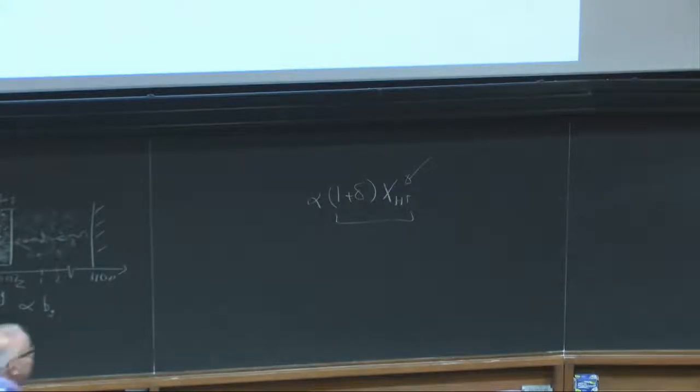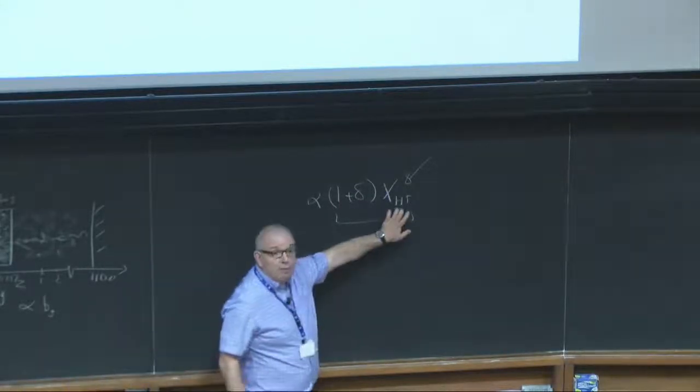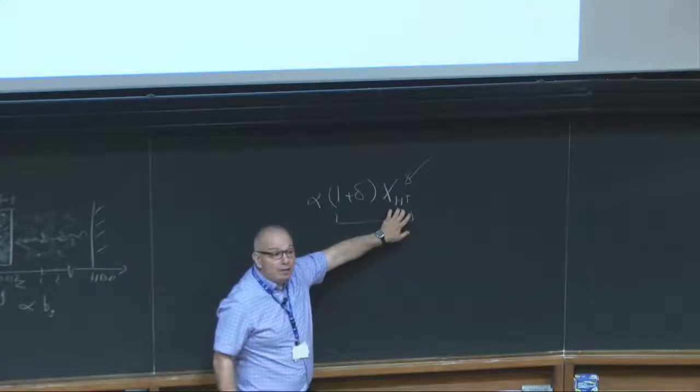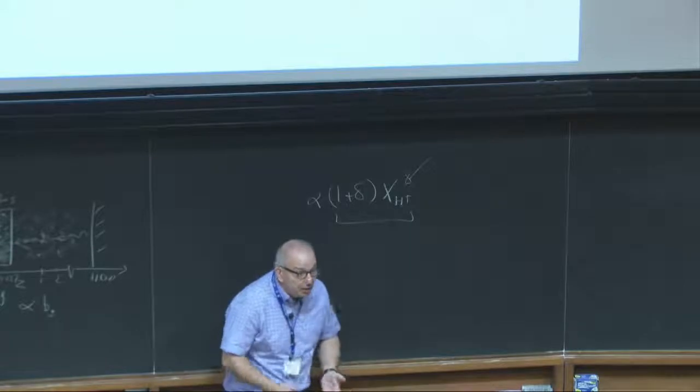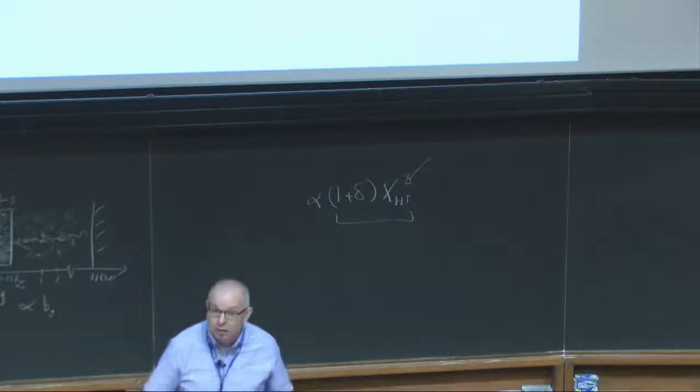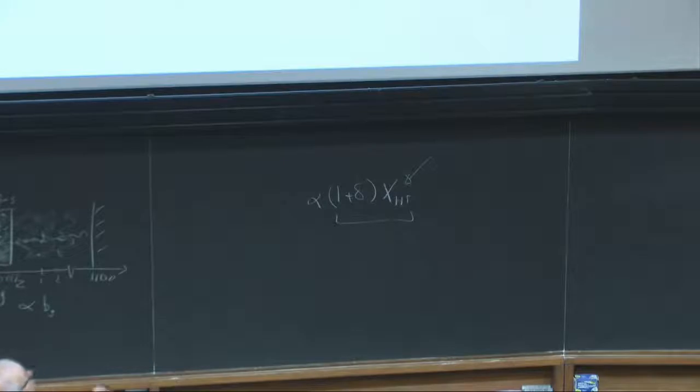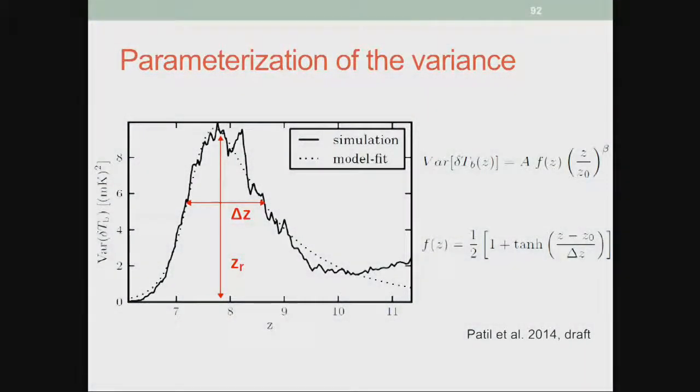But after a while, you have more and more ionized regions, and the neutral stuff becomes smaller and smaller, so the contrast goes down, until the neutral stuff disappears altogether, and then your contrast is zero. So this is what you see: this leveling off and dying of the signal. Okay? So this is what we would like to see first.